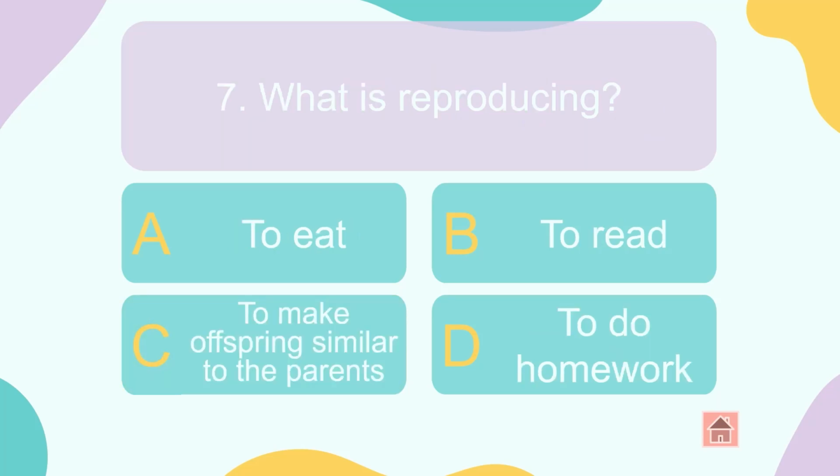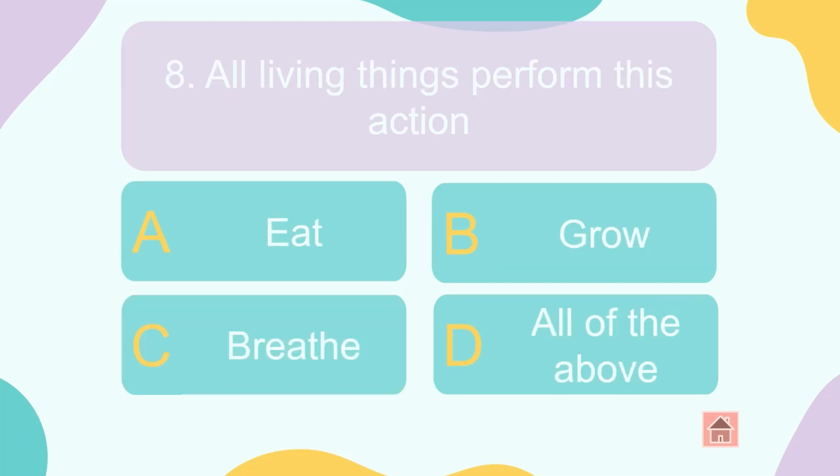Now, what is reproducing? A. To eat, B. To read, C. To make offspring similar to the parents, or D. To do homework? Excellent, well done. It's C. To make offspring similar to parents. Well done.